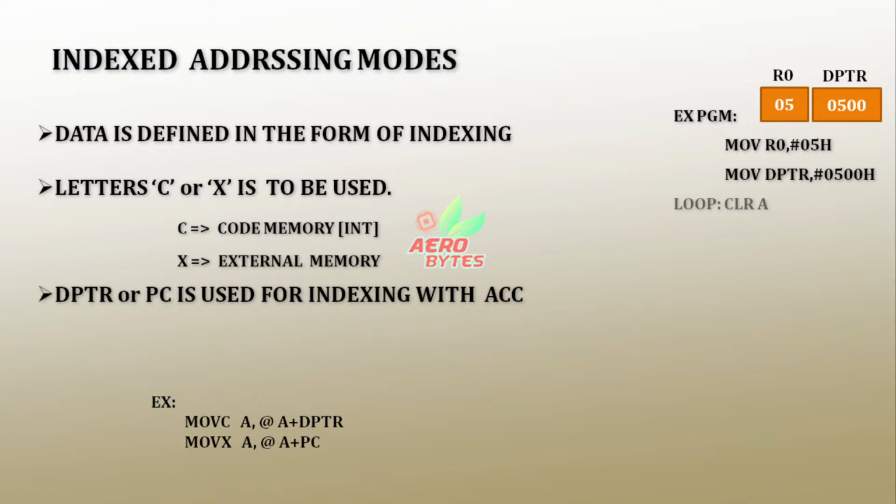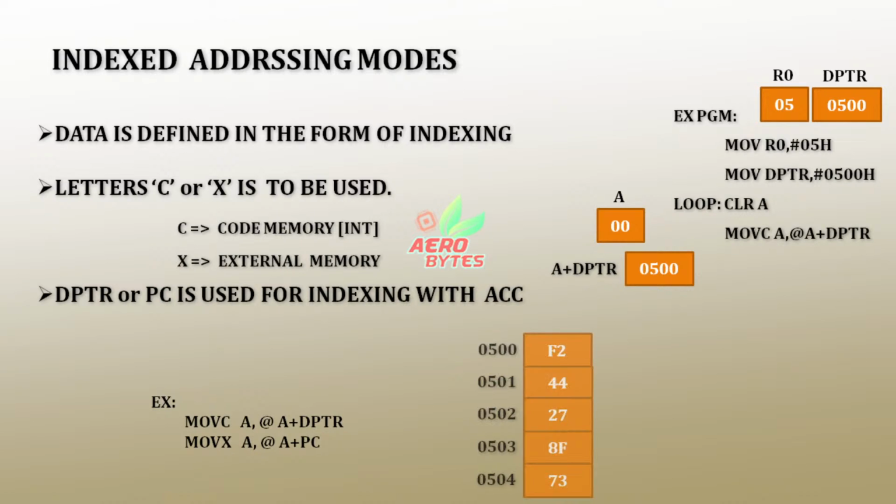Then clear A, accumulator content gets cleared. MOVC A comma @A plus DPTR. What is the value of A plus DPTR? A content is 0, DPTR content is 500. So A plus DPTR in the sense 500. Consider the memory location 500. In that address 500, we are having the value F2. That value F2 is transferred to accumulator. Then accumulator value is transferred to port 1. Increment DPTR, data pointer is incremented by 1, that is 501.